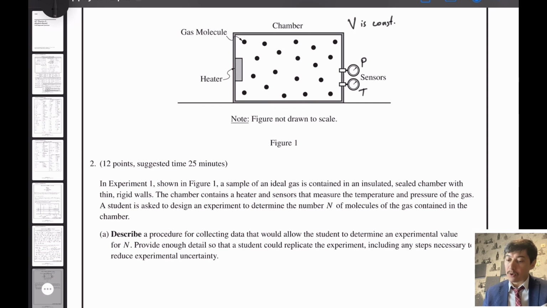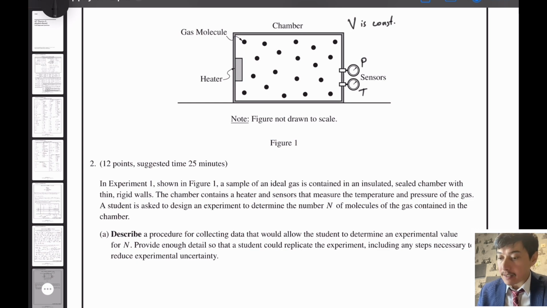Describe a procedure for collecting data that would allow the student to determine an experimental value for n. Provide enough details so that a student could replicate the experiment, including any steps necessary to reduce experimental uncertainty. Very well. Now, to understand what quantities need to be measured, we have to bring down an equation.